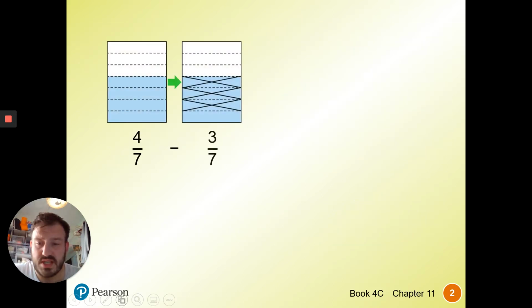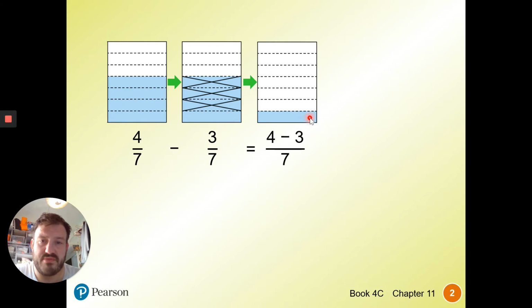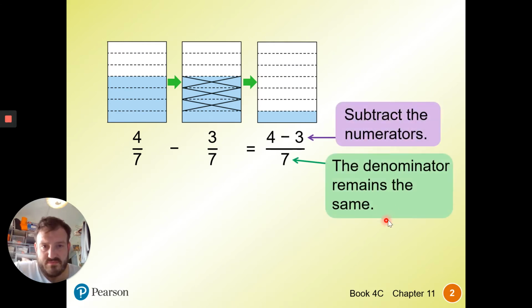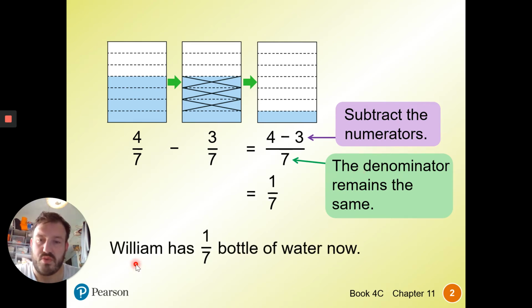So it's the same as what we did last week in terms of separating it into our correct bits. So this is my water bottle and I split it into 7 sections and I had 4 of them. And I'm now crossing out 3 of them. So how many have I got left? Well, I've got 1/7. So this is the important factor: subtract the numerators if the denominator is the same. So William has 1/7 of a bottle of water now.